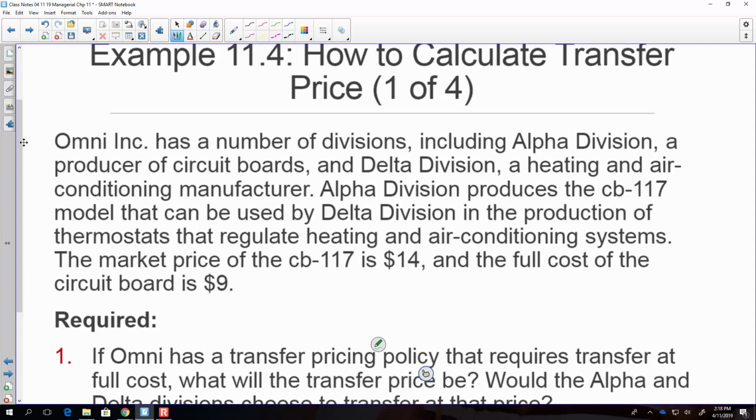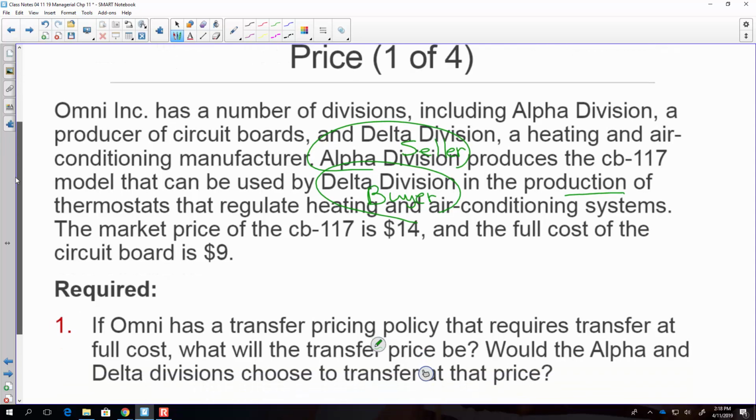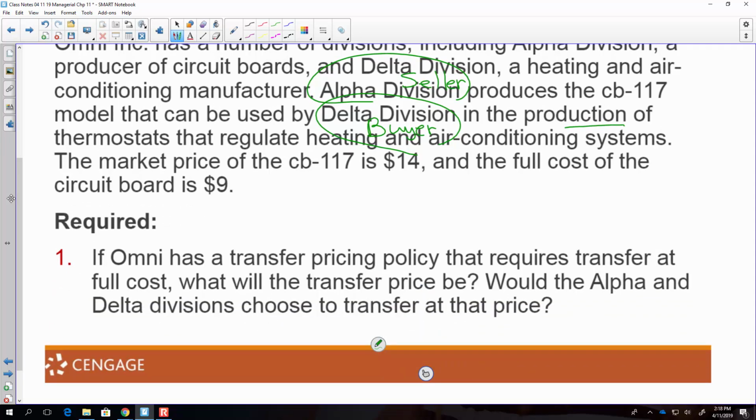That says here Alpha produces the CB117 model, and that can be used by Delta in its production. So in this case, Alpha is the seller. Delta is the buyer, because they can use it in their production, right? And they found that they can sell it to market in this particular case, which is $14. And then they also talk about full cost.